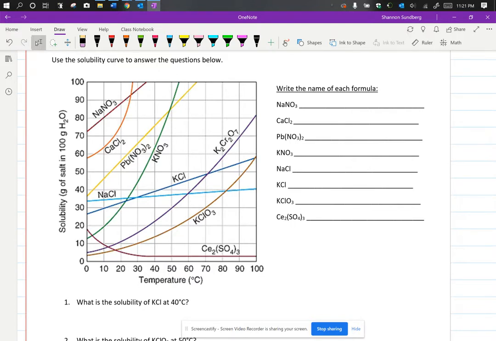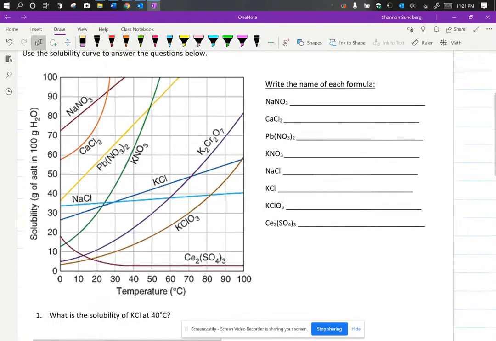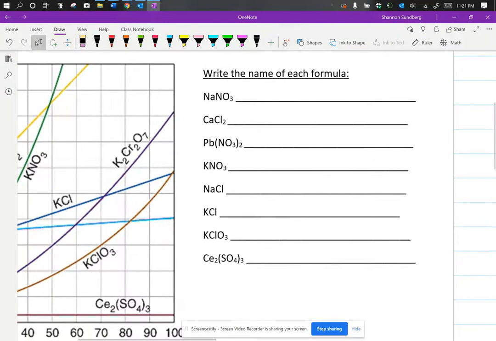Over to the right here, it says write the name of each formula. I am not going to do all of them for you because this should be 100% review. I'll do some, sure, the sketchy looking ones, but most of them you should be able to do yourself. So the first one should be okay. The second one should be okay. The third one might be kind of sketchy.